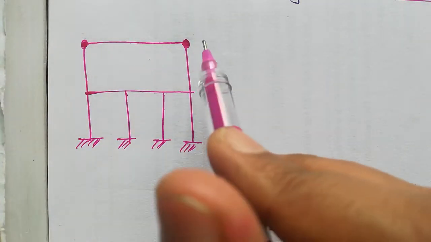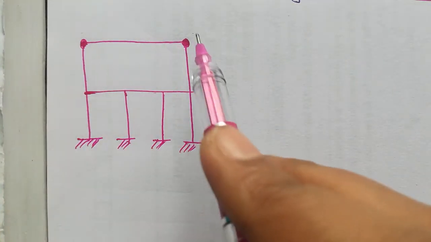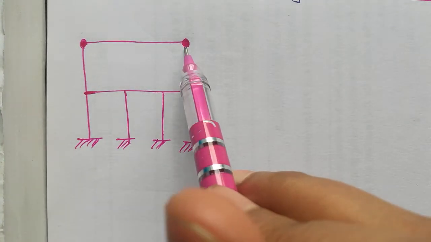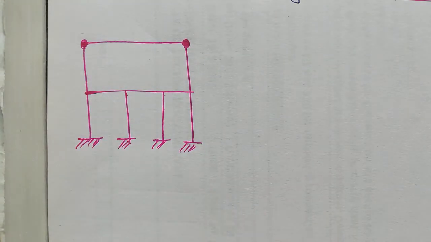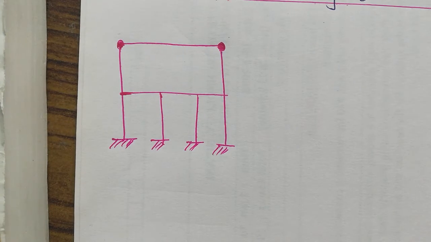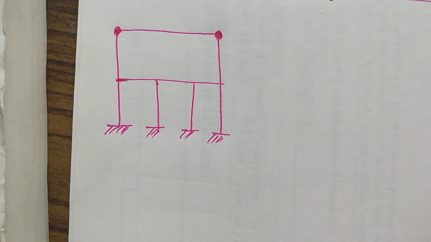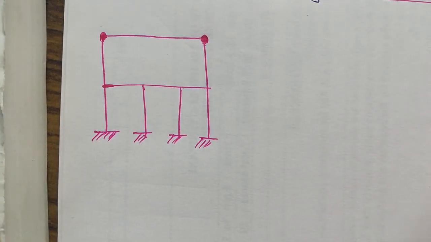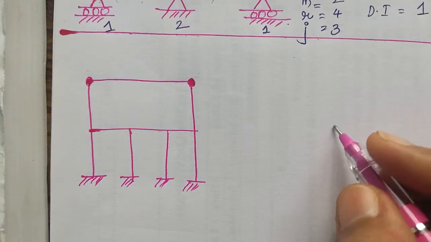Okay, what is a hybrid structure? When a simple bottom frame is introduced with internal hinges, this type of structure is called a hybrid structure. Okay, now let us solve problems for this, where we are dealing with static indeterminacy.